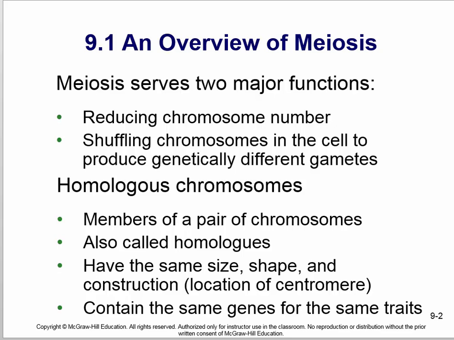In this lecture, I'll explain the purpose of meiosis. I'll describe it with respect to the human life cycle and define terms such as diploid, haploid, sister chromatids, and homologous chromosomes. I'll talk about the process of synapsis and crossing over, and I'll emphasize why these processes occur during meiosis.